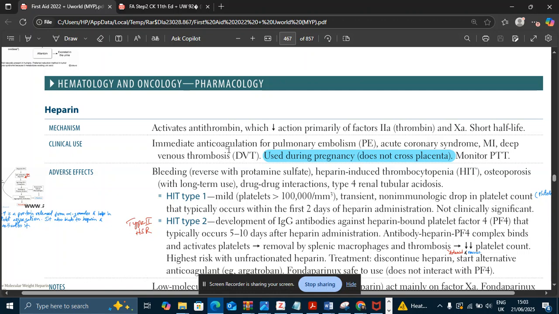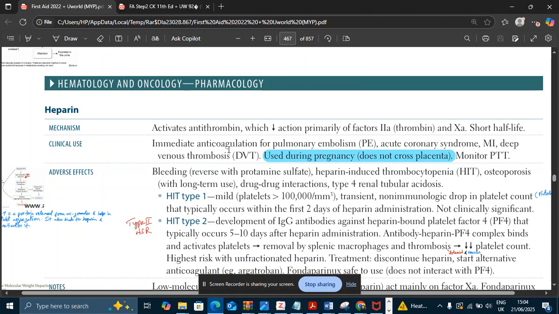We don't give patient fresh frozen plasma in heparin toxicity because the fresh frozen plasma has antithrombin 3. Okay, if a patient has heparin toxicity and we give fresh frozen plasma, that fresh frozen plasma contains antithrombin 3, and then that antithrombin 3 will bind to heparin, will increase the activity of heparin, and will further inhibit factor 2 and factor 10, and further leads to anticoagulation, increase the risk of bleeding. So fresh frozen plasma is ineffective in heparin toxicity.